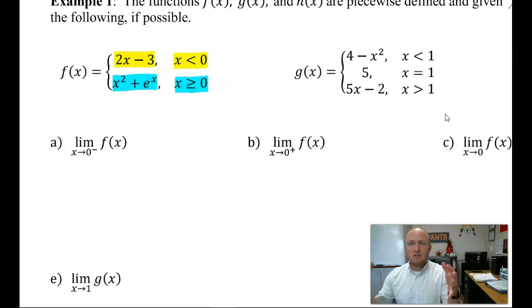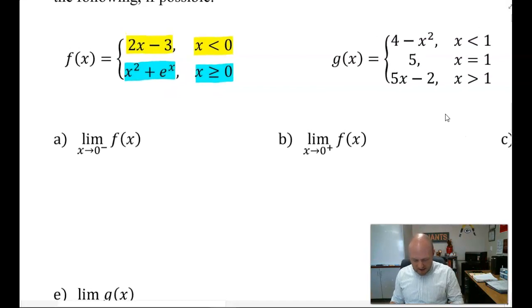Okay, now limit questions are a favorite with piecewise functions because we have this idea: does the limit from the left equal the limit from the right? So here's a classical question. What is the limit of f of x as x approaches 0 from the left? So I'm coming from the left of the 0. Well, I'm going to use the top function because my domain is x is less than 0. So approaching 0 from the left, I'm going to use 2x minus 3.